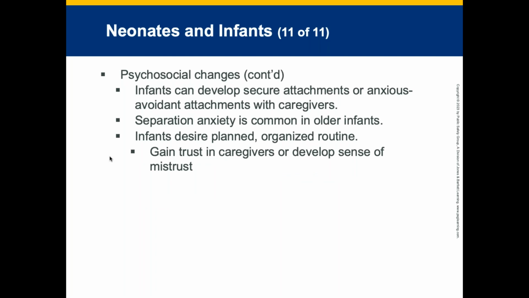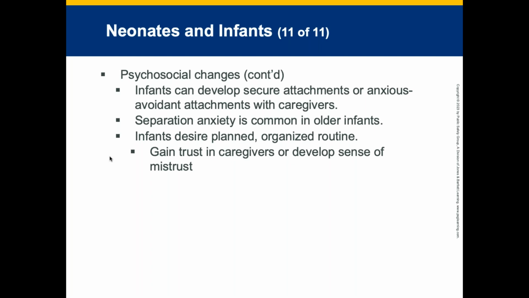Some other psychosocial changes. Obviously, bonding is based on a secure attachment. Secure attachment occurs when infants understand that the parents or caregivers will be responsive to their needs. Anxious or avoidant attachment is found in infants who are repeatedly rejected. So infants will show little emotional response to their parents or caregivers and treat them as they would strangers. Separation anxiety is common in older infants between 10 and 18 months old.